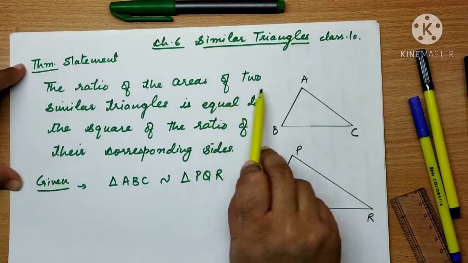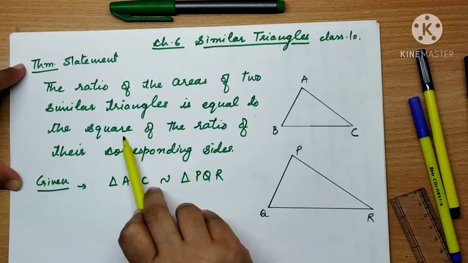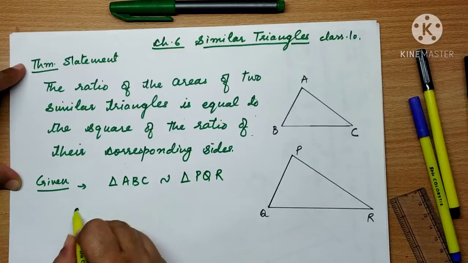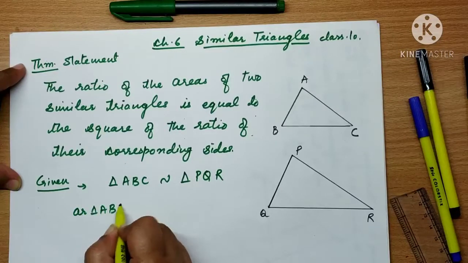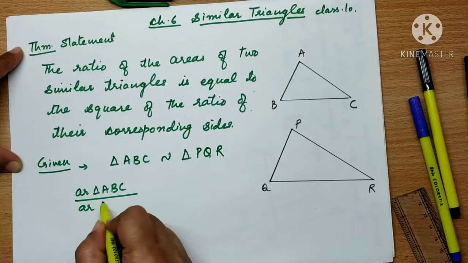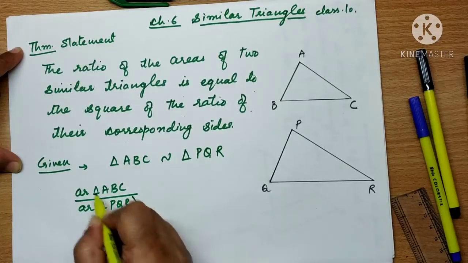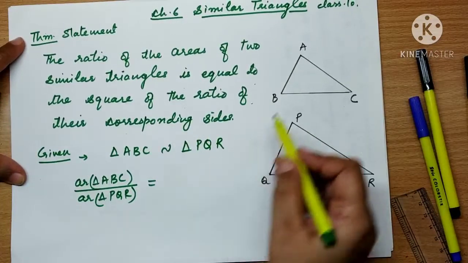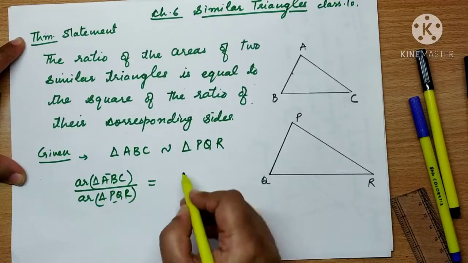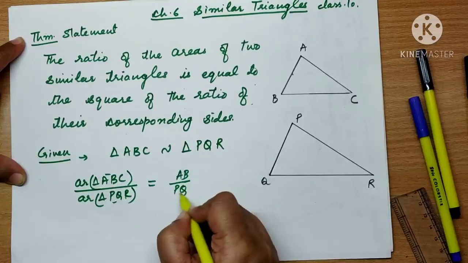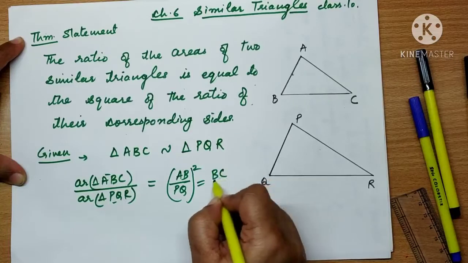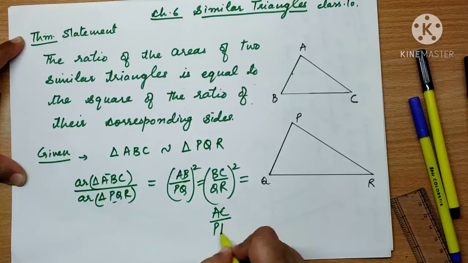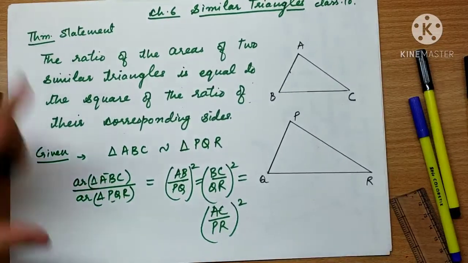The ratio of the areas of these two similar triangles is equal to the square of the ratio of their corresponding sides. So according to the theorem, area of triangle ABC by area of triangle PQR is equal to the square of the ratio of their corresponding sides. The corresponding sides will be AB by PQ and the square of it, BC by QR and the square of it, and AC by PR and the square of it. So this is what we understand with this theorem.